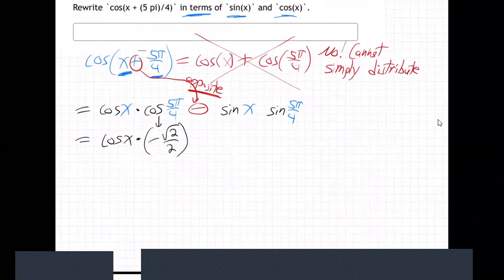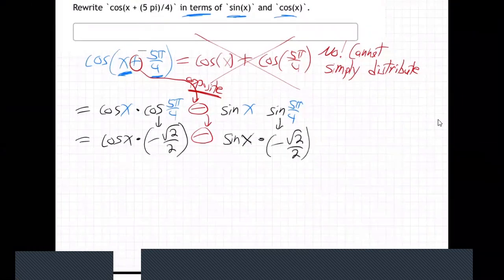negative root 2 over 2 minus, and then this will be sine x times sine of 5 pi over 4, same thing as we saw in the unit circle, negative root 2 over 2. Now, what are we going to do from here?